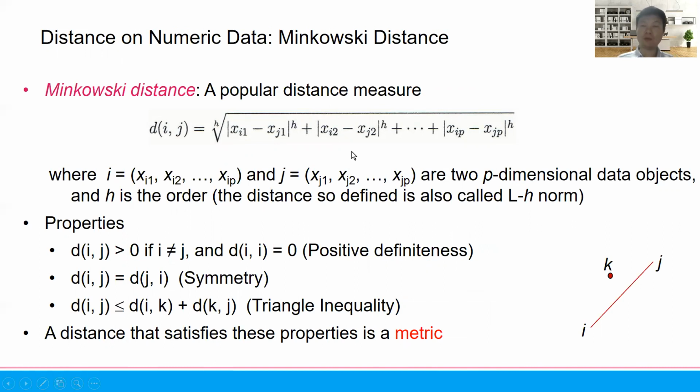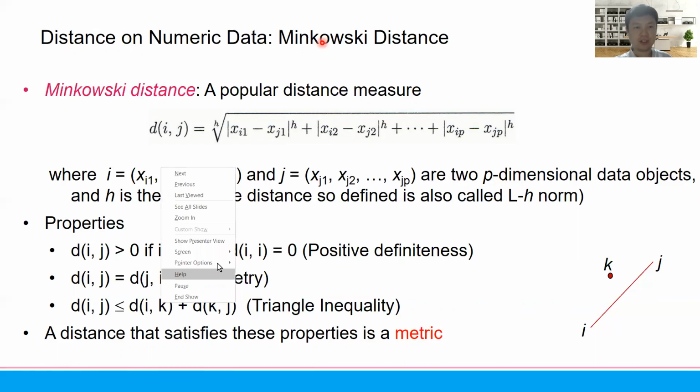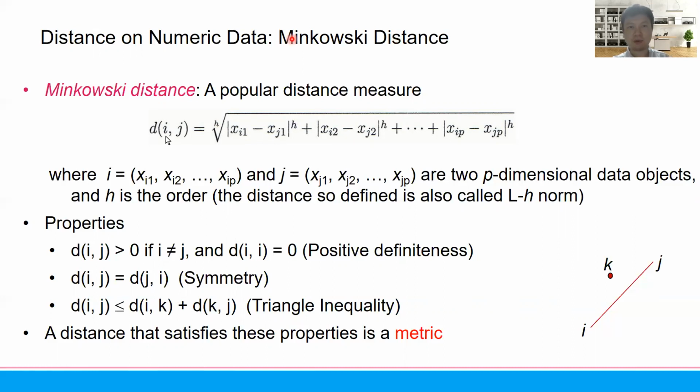Now, what is a good measure for distance or dissimilarity? There's one algorithm that is very popular. We call it Minkowski distance. This Minkowski distance uses this formula, which is the general distance measure.